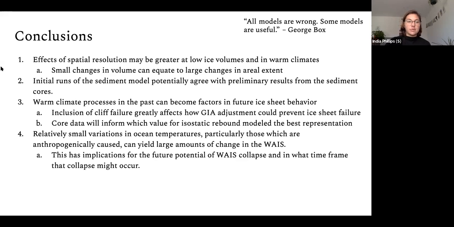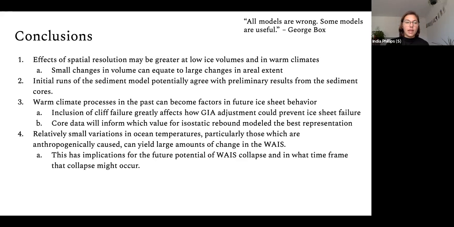Three, from Izzo's experiments, warm climate processes in the past can become factors in future ice sheet behavior. So inclusion of cliff failure, the marine ice cliff instability, greatly affects how glacio-isostatic adjustment could prevent ice sheet failure. And that isostatic adjustment can act as sort of a mediating factor towards collapse. And then B, core data will inform which value for isostatic rebound modeled the best representation. So we need to look at the core data to see where those collapses are and what the best isostatic rebound rate is.